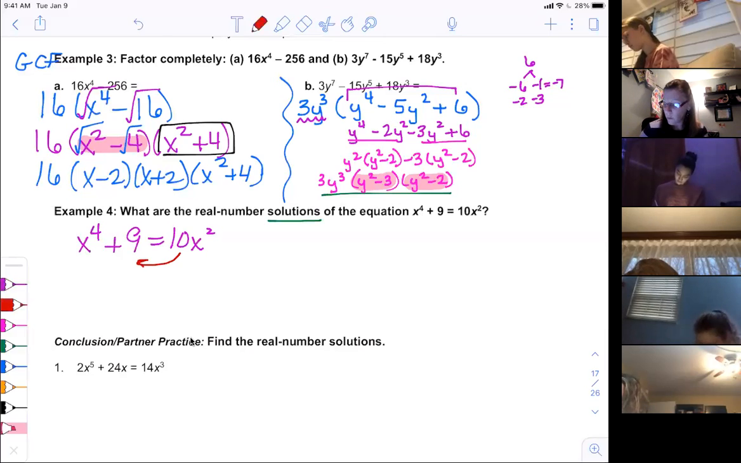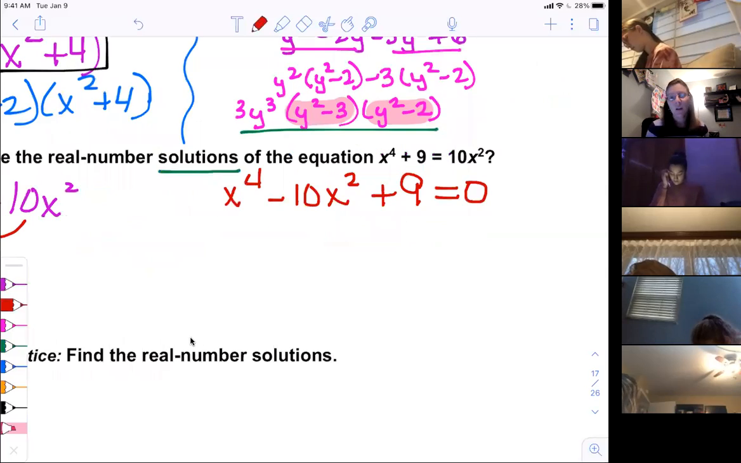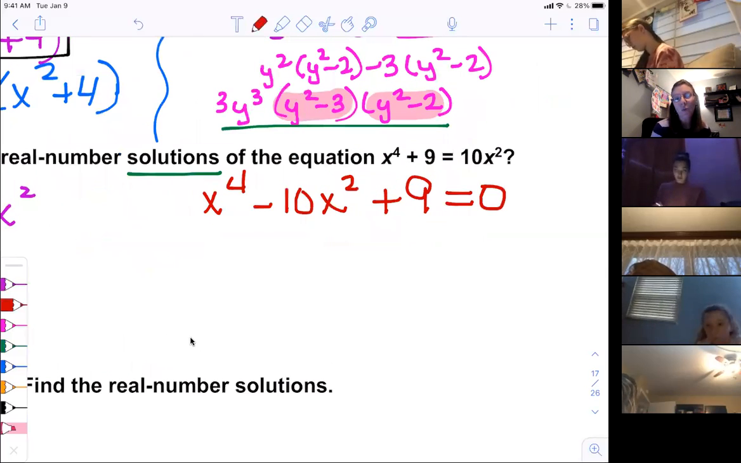When you're writing them on one side, make sure you write them in order. So x to the 4th, 10x squared goes next, and then plus 9. So we want it to look like that trinomial pattern so that it's in order. The powers should decrease.